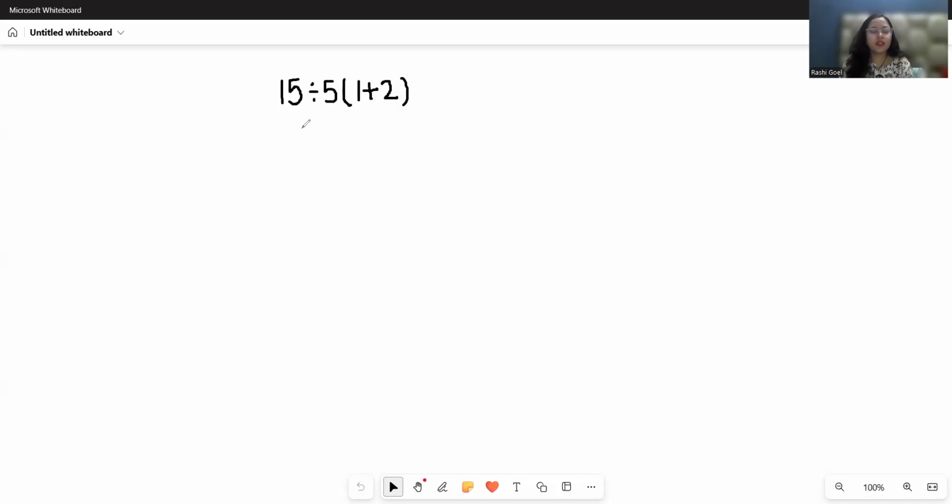We have the next expression, 15 divided by 5, bracket 1 plus 2. So let's start. In this expression, 15 divided by 5, 1 plus 2 is 3. Now 5 times 3 is 15 and 15 divided by 15 is 1. Which is correct or incorrect? Yes, it is incorrect. We know that. Why?